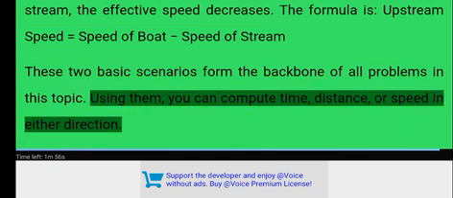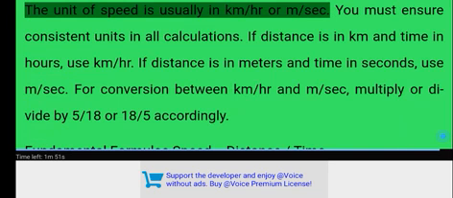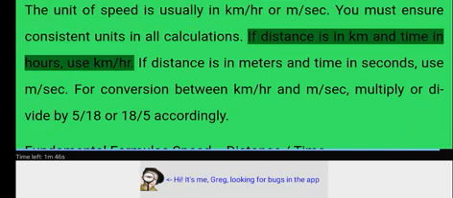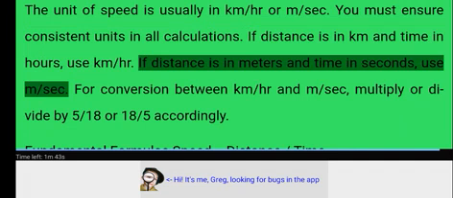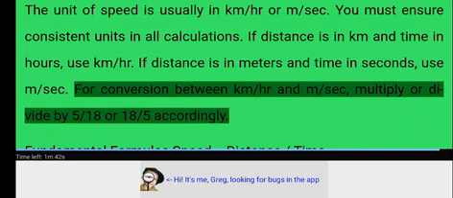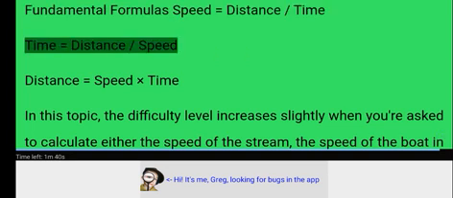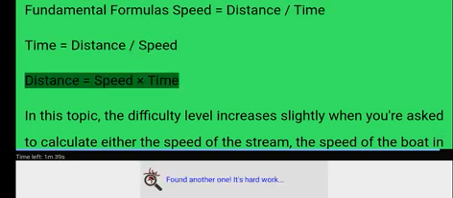These two basic scenarios form the backbone of all problems in this topic. Using them, you can compute time, distance, or speed in either direction. The unit of speed is usually kilometer per hour or m/sec. You must ensure consistent units in all calculations. If distance is in km and time in hours, use kilometer per hour. If distance is in meters and time in seconds, use m/sec. For conversion between kilometer per hour and m/sec, multiply or divide by 5/18 or 18/5 accordingly. Fundamental formula: speed equals distance divided by time, time equals distance divided by speed, distance equals speed times time.